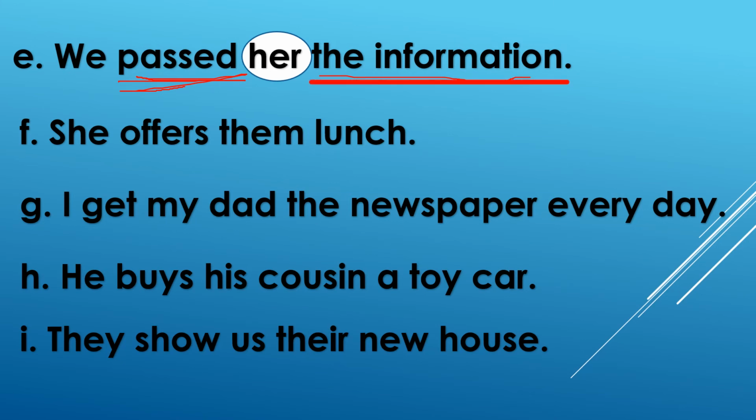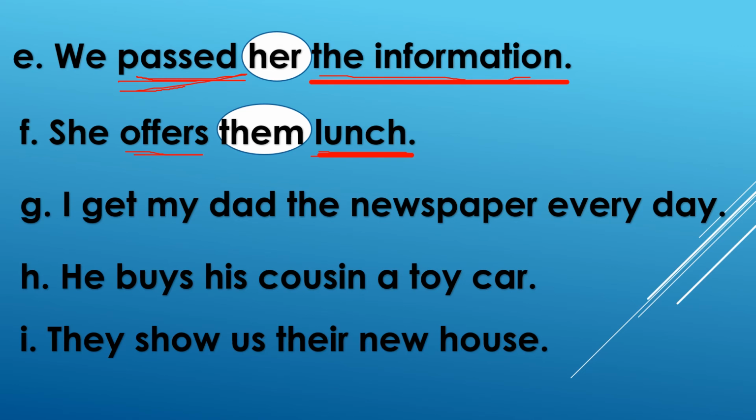She offers them lunch. So the action verb is offers. Okay. And what does she offer? Lunch. So lunch here is the direct object, and she offers the lunch for them. So we are gonna circle them, the indirect object, and underline lunch, the direct one.